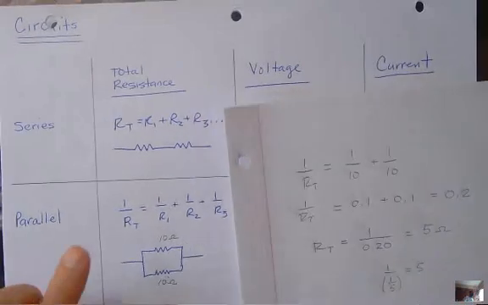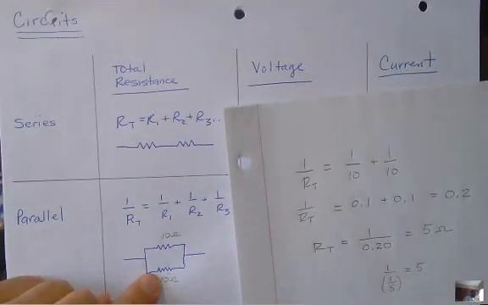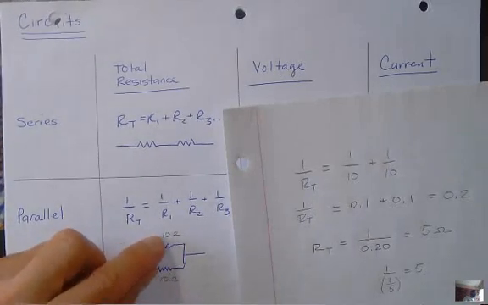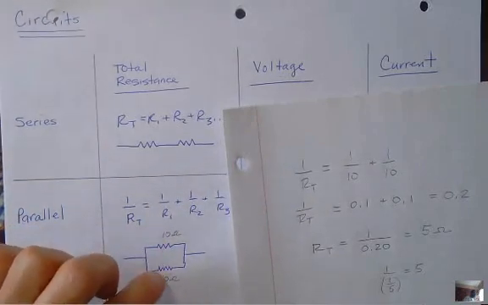So that's going to happen when both of them have the same resistance. The overall resistance is going to be half of either value, okay?